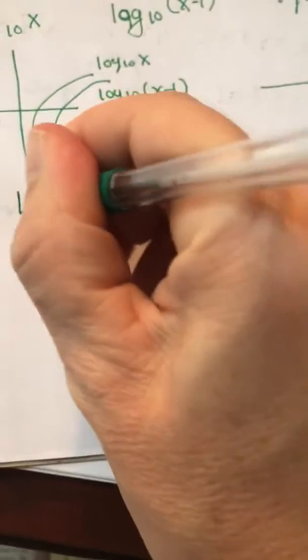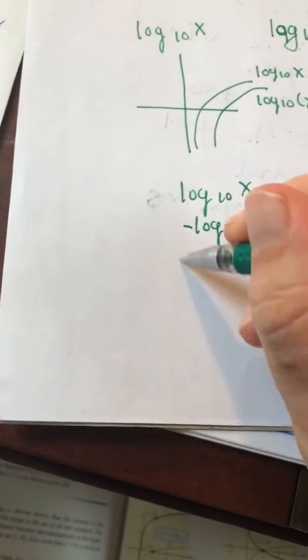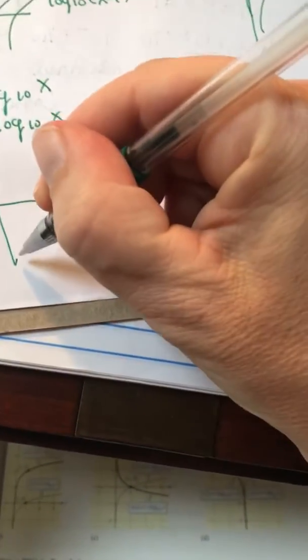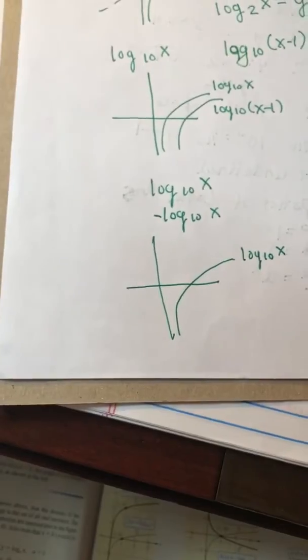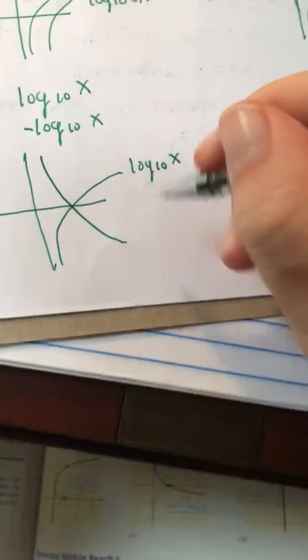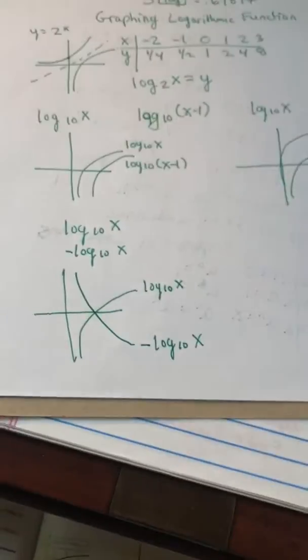One more, sorry. Okay, you have log base 10 of x. And this time we're going to have the negative log base 10 of x. So log base 10 of x has not changed from the last ones. And that's still going to look like this. And the negative log base 10 of x is going to swoop down this way.